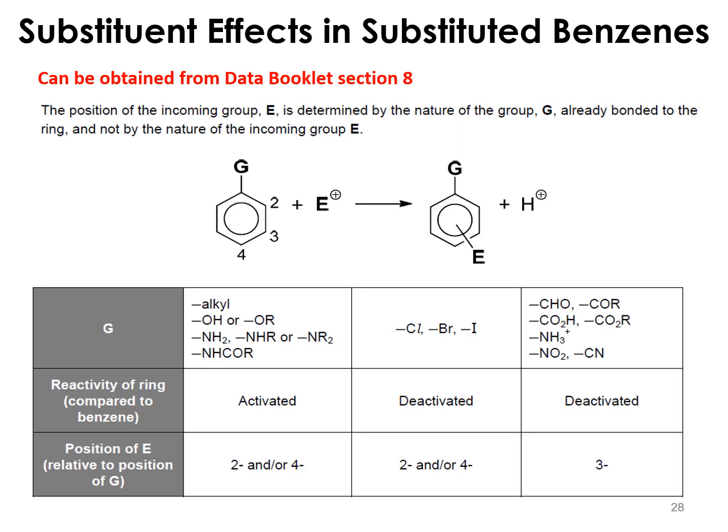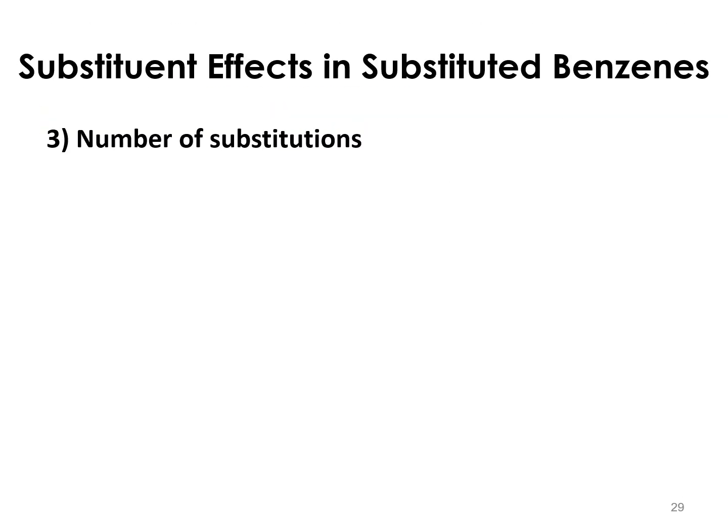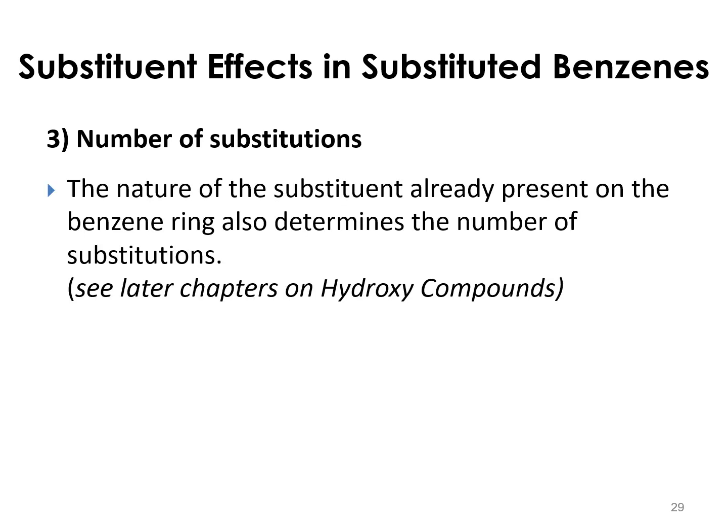This is the table in Data Booklet section 8 that you are supposed to refer to. Make sure that you familiarize yourself with this page and the information provided. The final substituent effect is the number of substitutions. The nature of the substituent already present on a benzene ring determines the number of substitutions. Suppose if the substituent is very activating, then we might expect multiple substitutions to happen. We will learn this in greater detail in the chapter of hydroxy compounds.